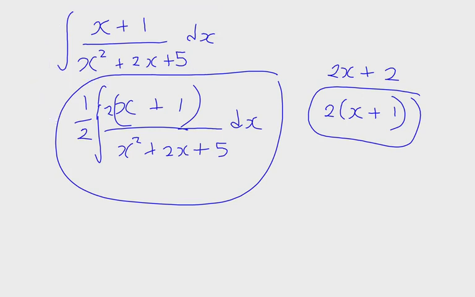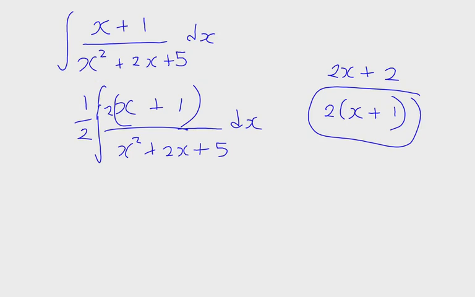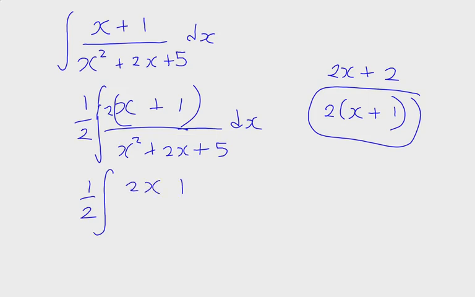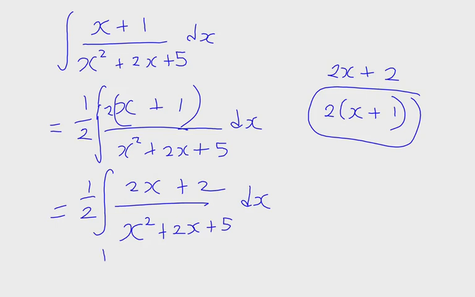Now we have 1 over 2. Now the derivative of the denominator is exactly what is on top here. Okay, so I can write it as the integral of 2x plus 2 all over x squared plus 2x plus 5 dx. So the answer will now be 1 over 2 natural log of x squared plus 2x plus 5. And that's the solution.